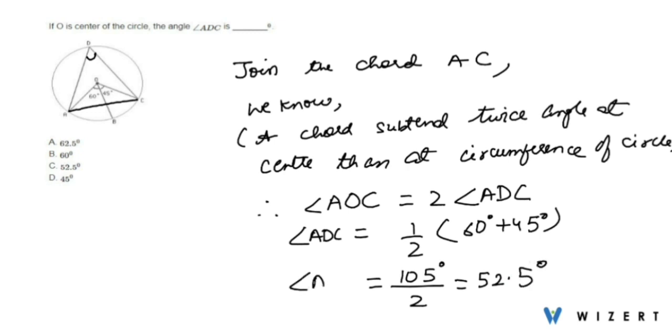So this is the value of angle ADC, and this is what we have to find in the question. So angle ADC is 52.5 degree, which is option C. Therefore we can say that the answer is option C.